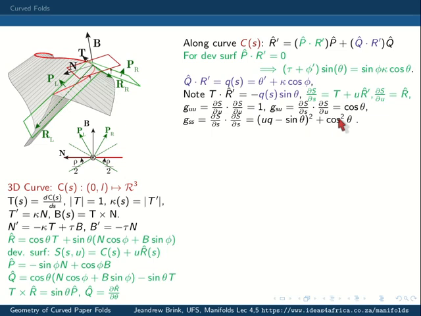What is Q? Small q is this definition of that thing. Oh, okay, so small q comes from q dot r prime.